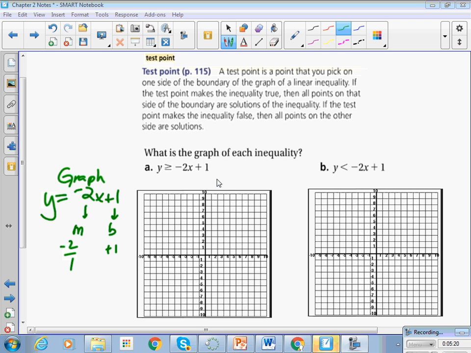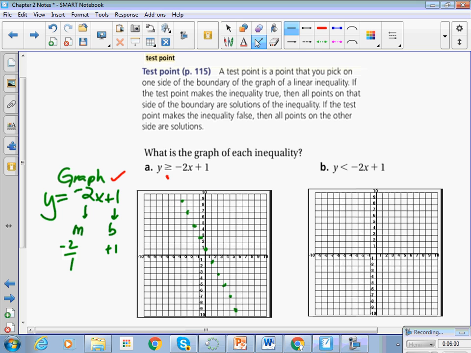So I'm going to start on my graph at positive 1, and I'm going to go down 2 over 1, all the way across my graph. And then I'm going to follow that same pattern in the opposite direction so that I've got a nice clear line rolling out. Because I have a greater than or equal to, I need a solid line.